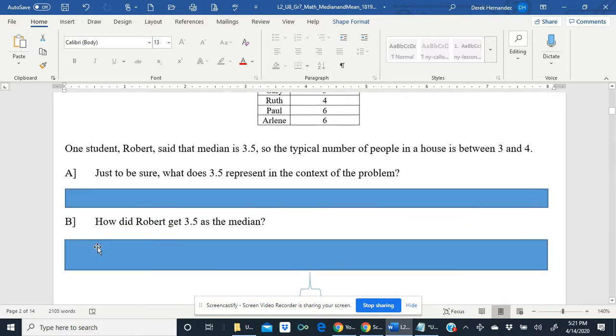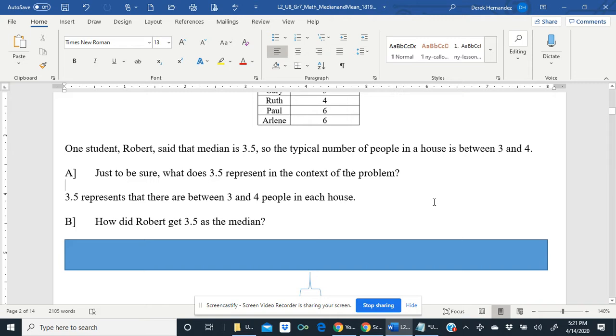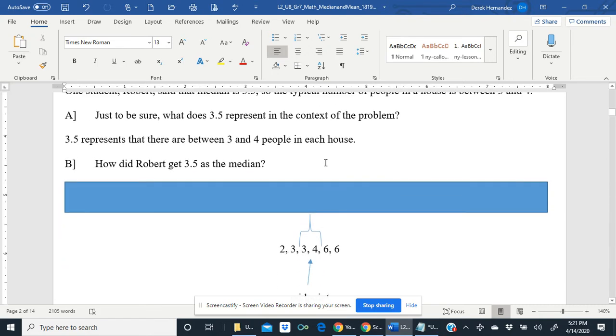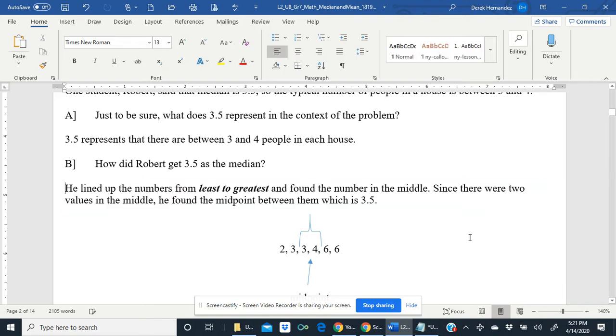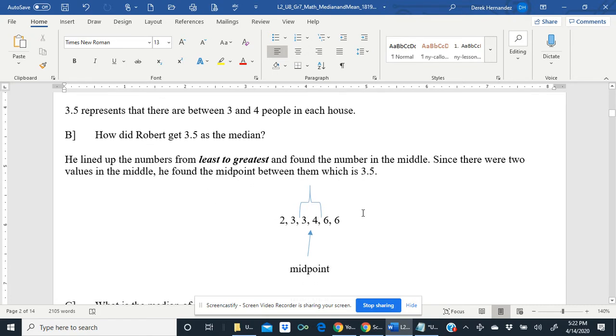Now, A, just to be sure, what does 3.5 represent in the context of this problem? 3.5 represents that there are between 3 and 4 people in each house. Simple. B, how did Robert get 3.5 as the median? Good question. Let's see. He lined up the numbers from least to greatest here, 2, 3, 3, 4, 6, 6, and found the number in the middle. Since there are 2 values in the middle, 3 and 4, he found the midpoint between them, which is 3.5.